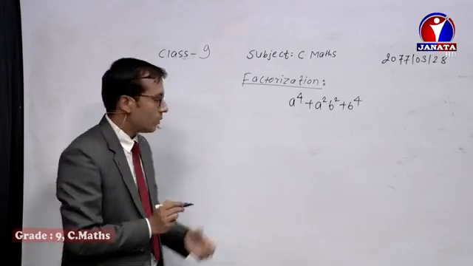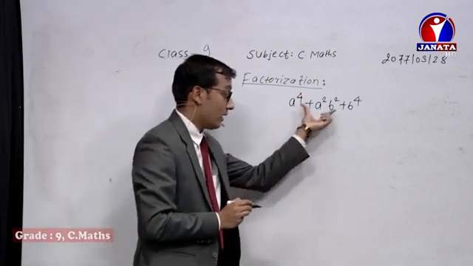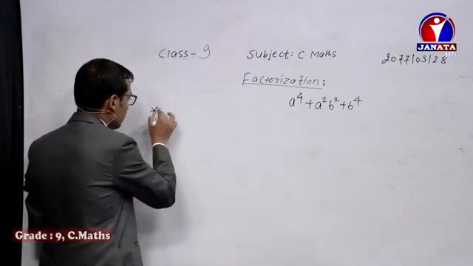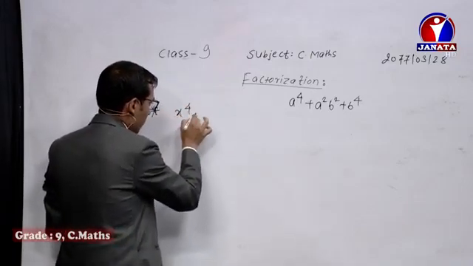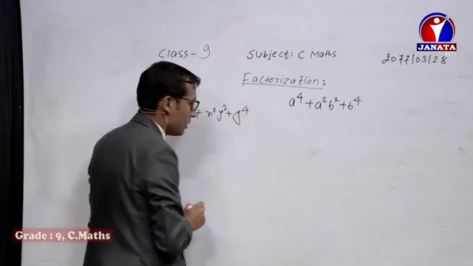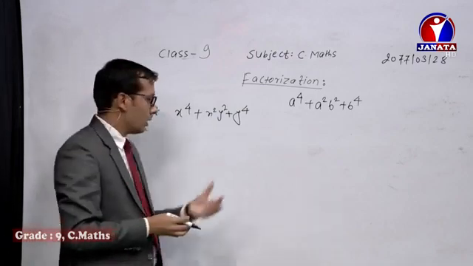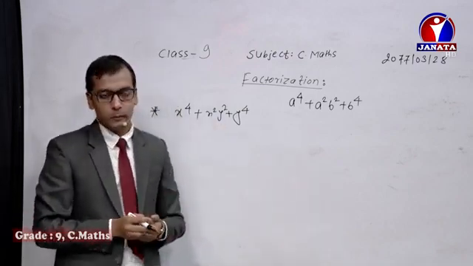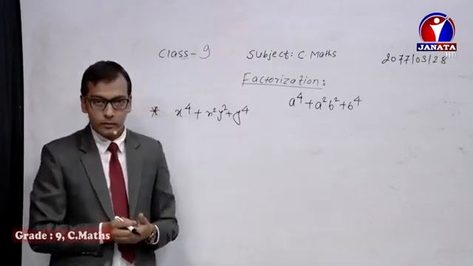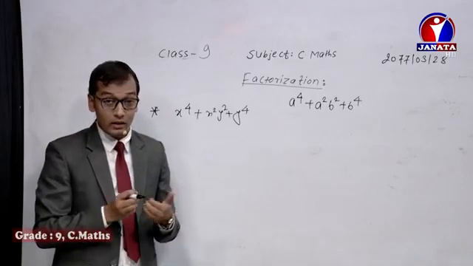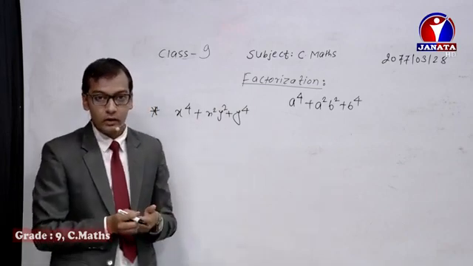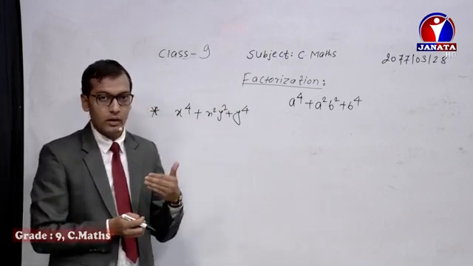So let me take a question for this, or directly we can factorize this expression, but here I am taking a question: x to the power 4 plus x square y square plus y to the power 4. So let's try to factorize this expression, and this is one of the common factorizations which we did in grade 8, and we are learning now in grade 9. So this is a common factorization in math.